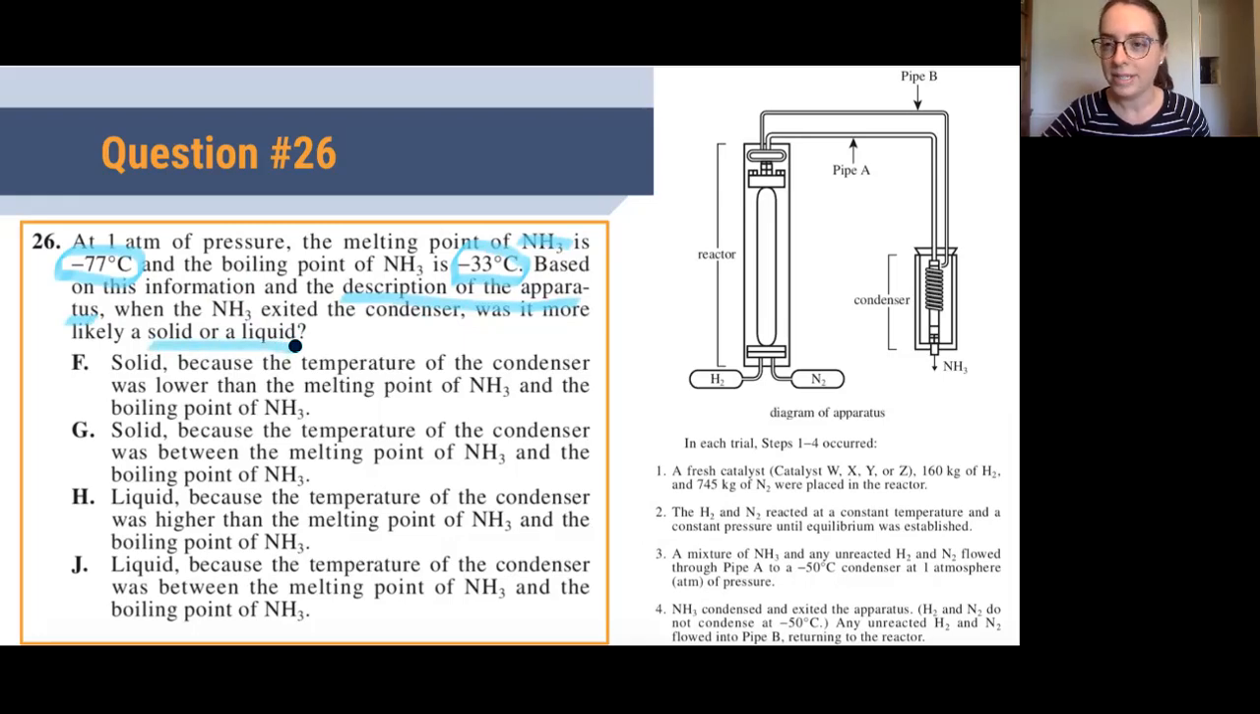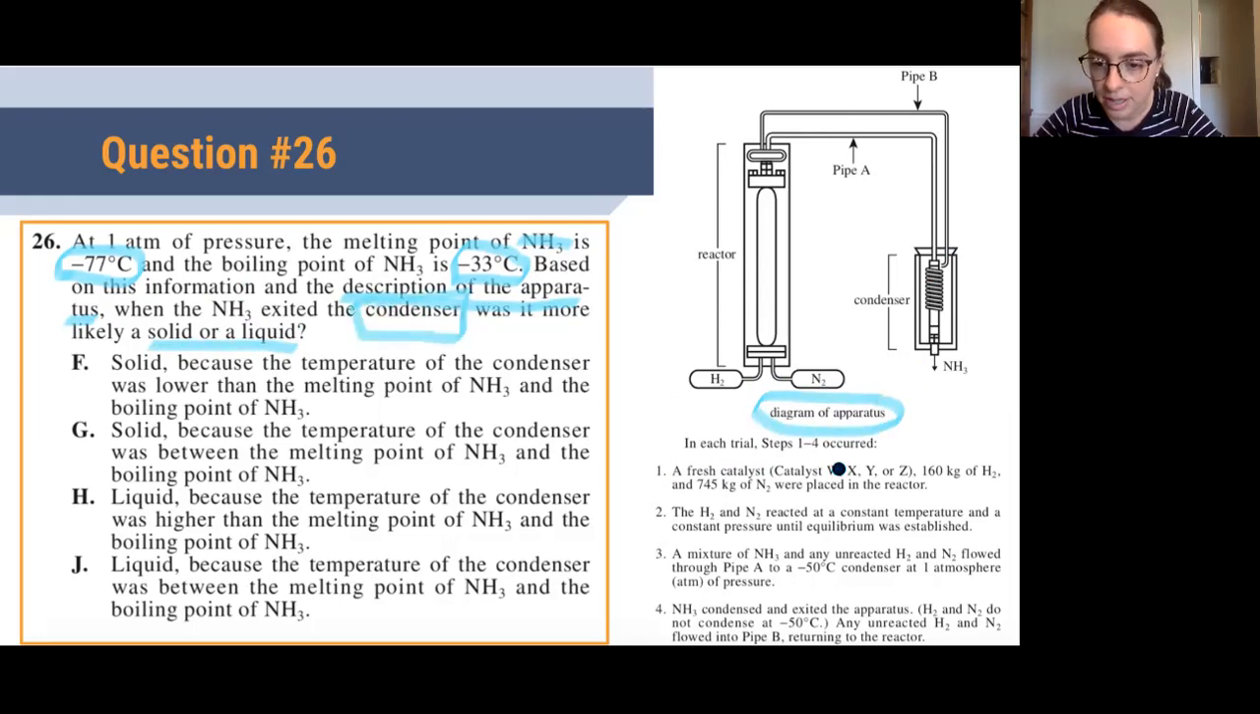So we need to figure out what temperature it was to figure out if it's a solid or a liquid. Okay, I'm going to look over at my diagram of the apparatus. That just means the diagram of the tools they used. I don't see anything about temperature in the picture, so now I'm going to read underneath. I don't have time to read every single word, so I'm just going to be looking for the word condenser, which is the key word that they told us in the question.